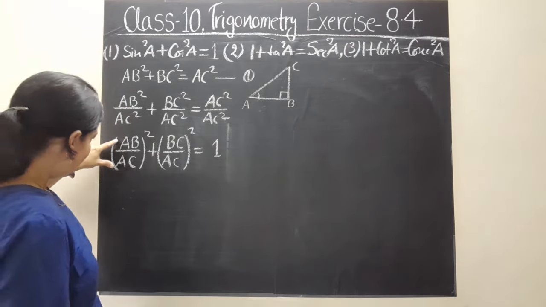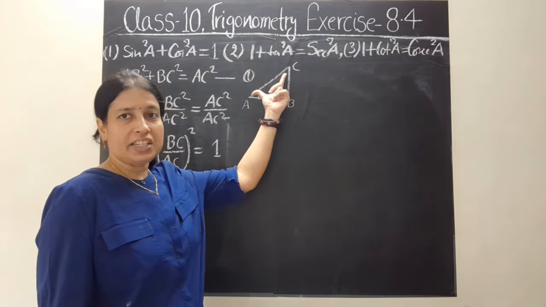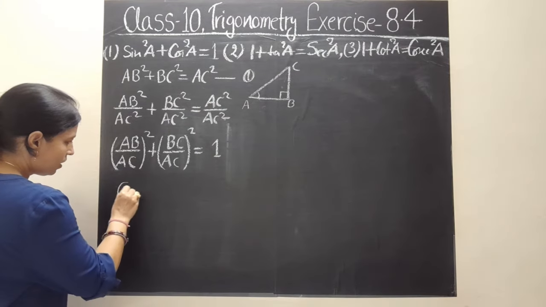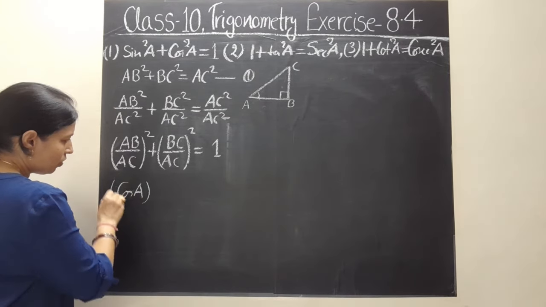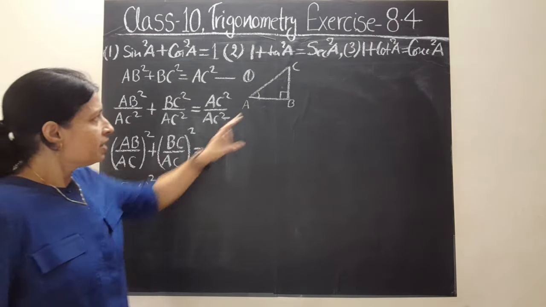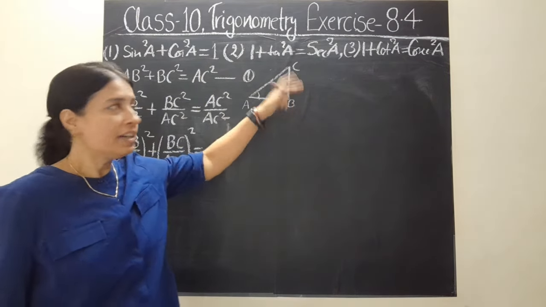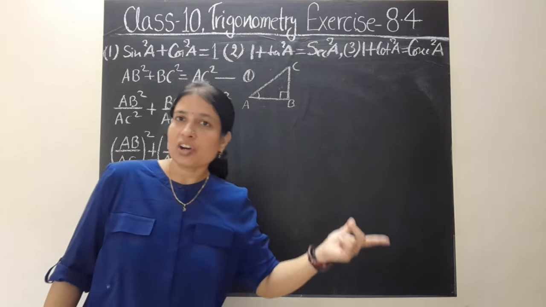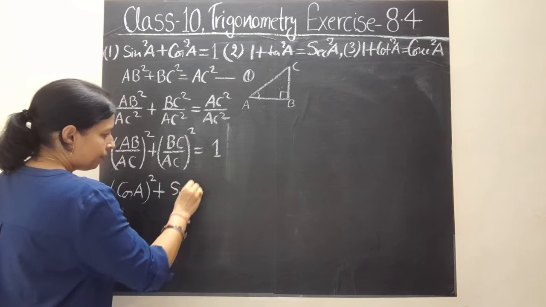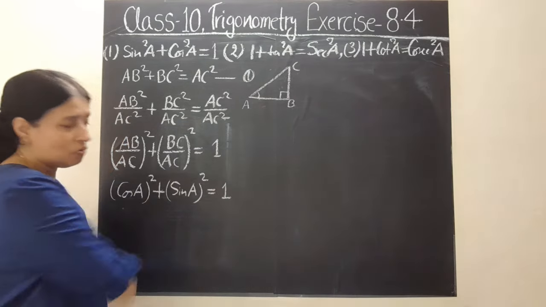So what will be AB by AC? Look here. For this angle A, AB by AC is equal to cos A. So write here cos A whole square plus what will be BC by AC? BC by AC will be sin A. Perpendicular distance divided by hypotenuse is called sin A. So write here sin A whole square. This is equal to 1.